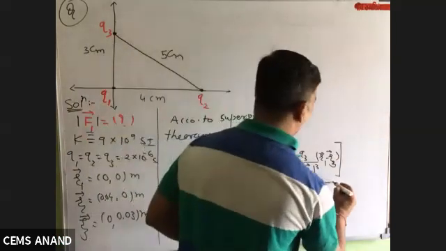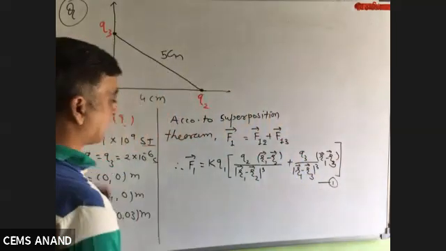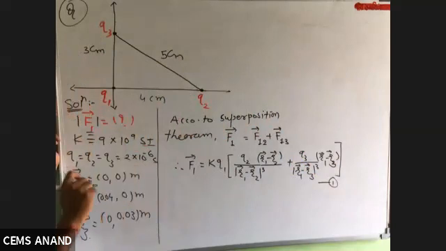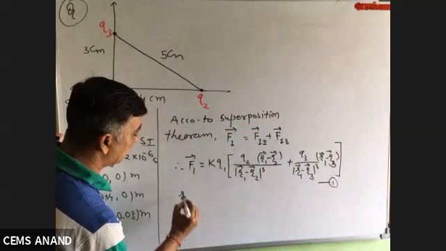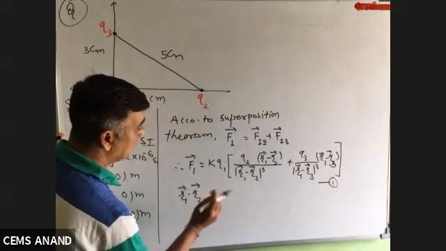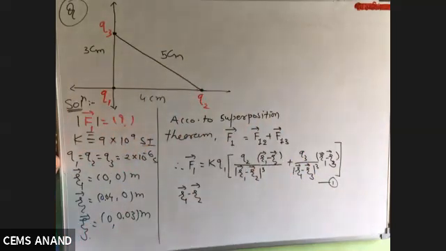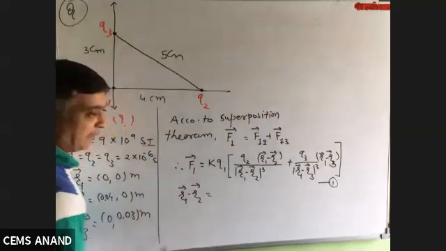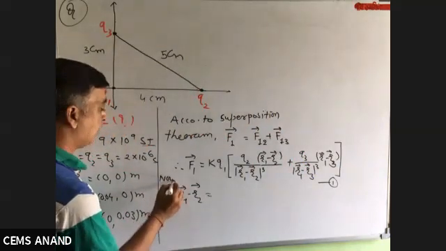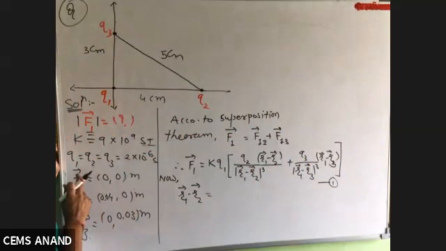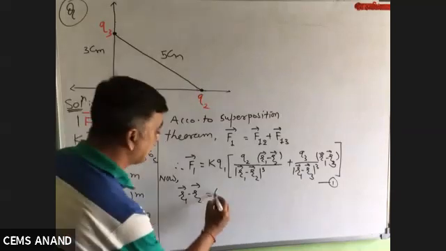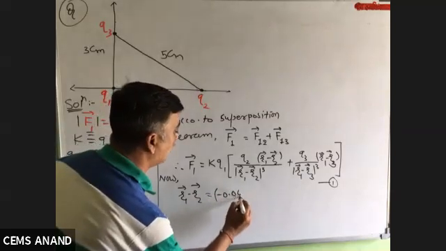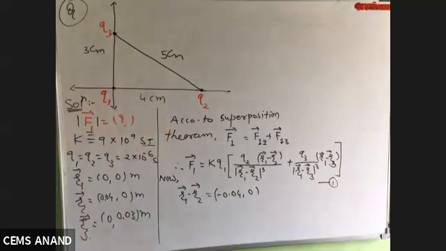So let me denote it as equation 1. And now let me start to find the values required. R1 minus R2. We require it in vector form also. So let's start with this. Now R1 minus R2. What is R1? 0, 0. What is R2? So 0 minus this, minus 0.04, 0 minus 0, 0.